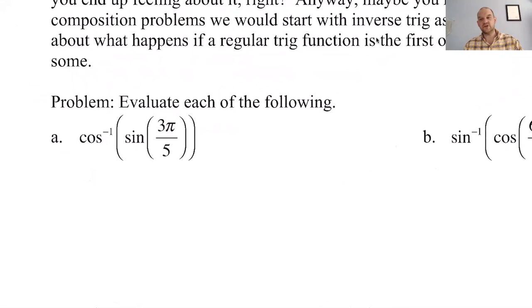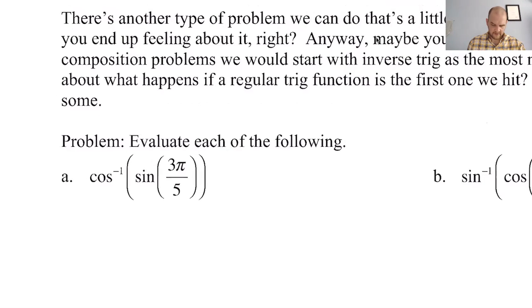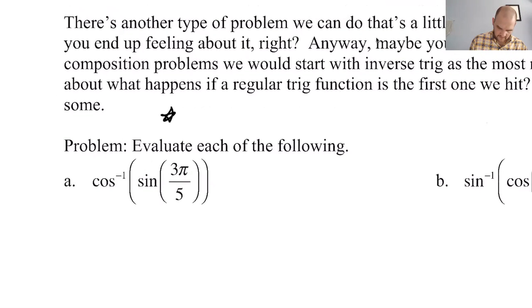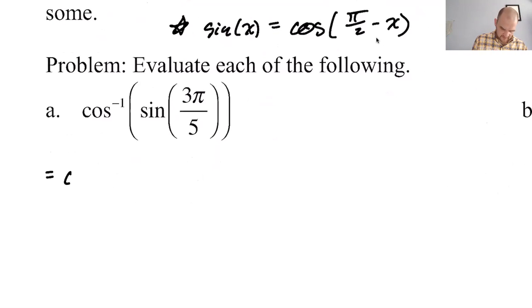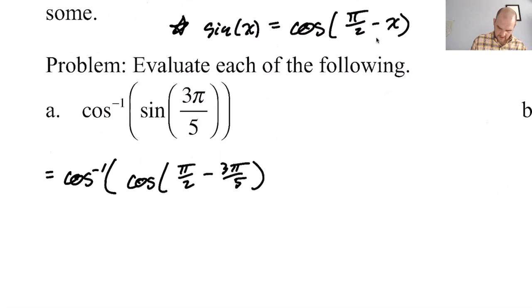Well, if I have the inverse cosine of the cosine of an angle, I have a prayer. If I have the inverse cosine of the sine of an angle, I have no idea, right? I don't know how to connect those. But I know that the sine of x is equal to the cosine of pi over 2 minus x by cofunctions. So I can use a cofunction identity to change sine of 3 pi over 5 into cosine of something. So I'm going to do that. Let's see. So this is equivalent to the cosine inverse of the cosine of pi over 2 minus 3 pi over 5.